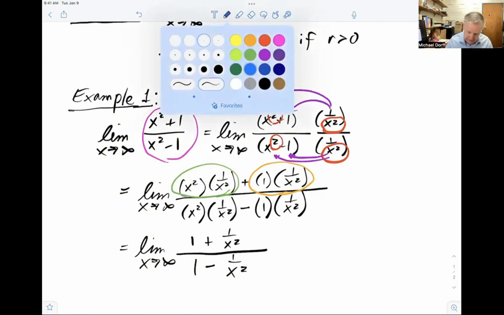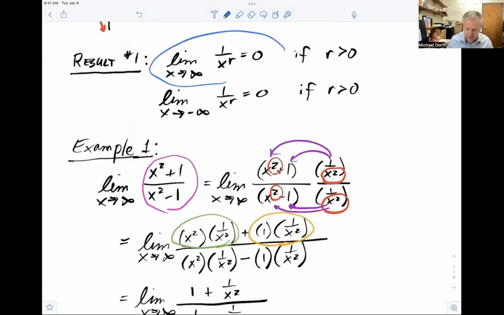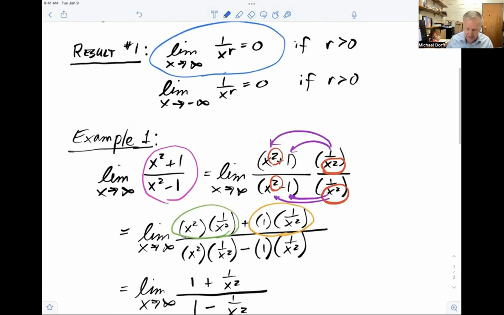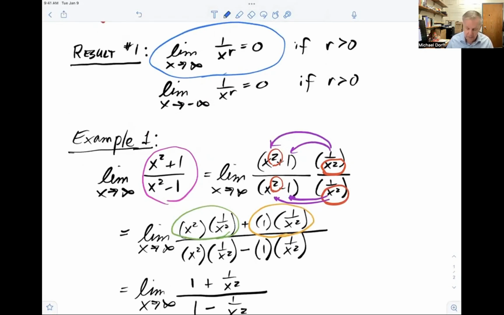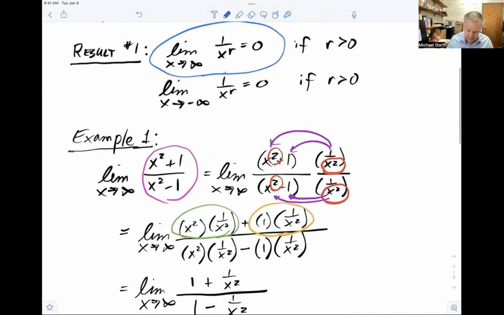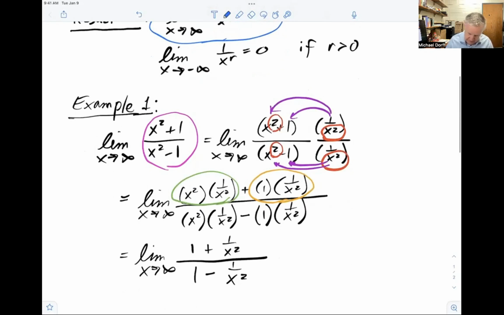Now, I can use that result I had earlier. I can use this result that I'm circling in blue, the limit as x goes to infinity of 1 over x to the r equals 0. In this case, r is going to be 2. So my r is 2.